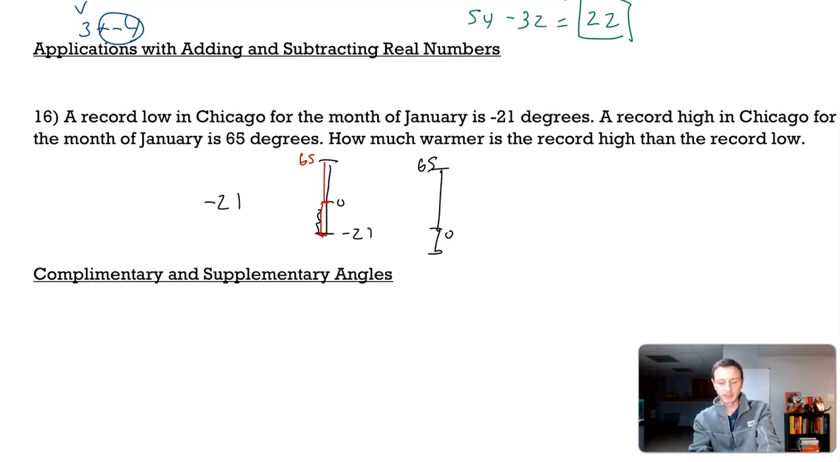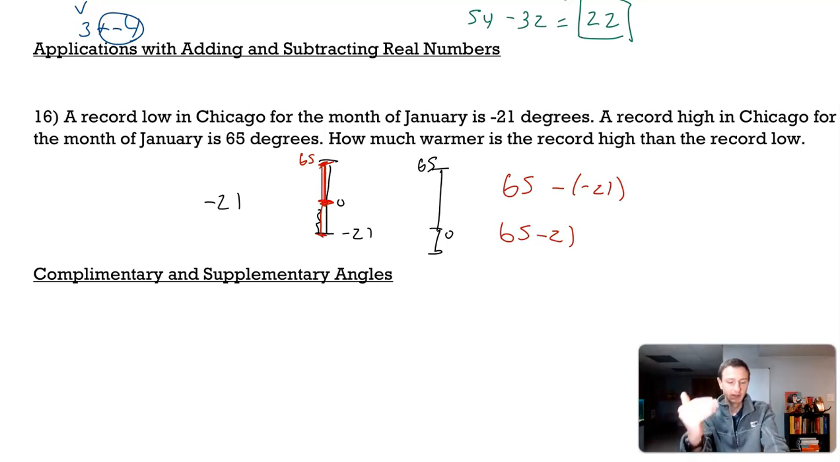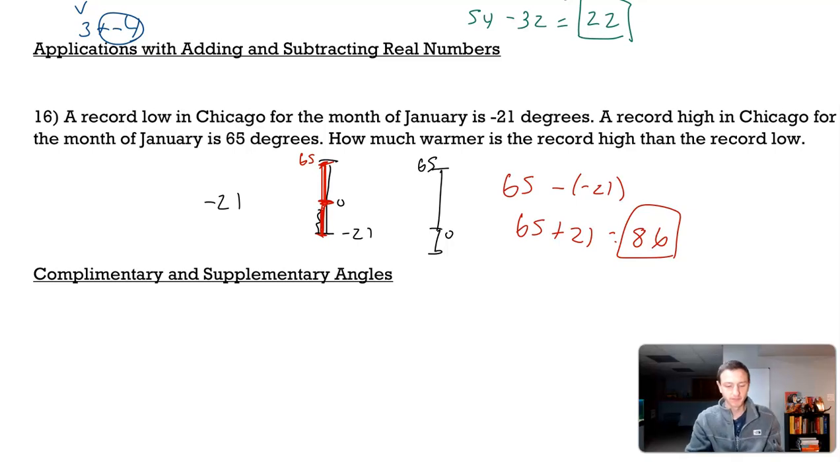So what we're doing is 65 minus negative 21, not 65 minus 21, because we have to go from 65 to 0. We have to know how many units that is, plus from 0 to 21, because we're going all the way down to 21. So 65 to 0 is 65 units, plus 0 to 21, because we're going in the negatives. So really, you have to do it as 65 minus a negative 21, which becomes 65 plus 21. So that's going to be 6 plus 2 is 8, 5 plus 1 is 6, so 86. So there is an 86 degree difference between 65 degrees and negative 21 degrees.